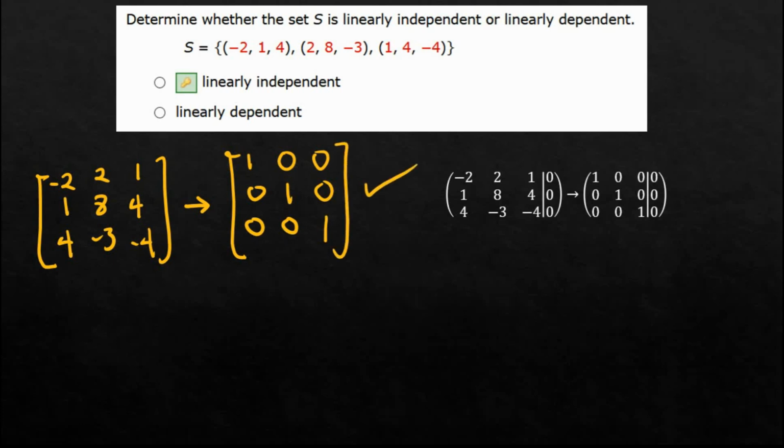And so you get it. That implies that k1 is 0, k2 is 0, k3 is 0.